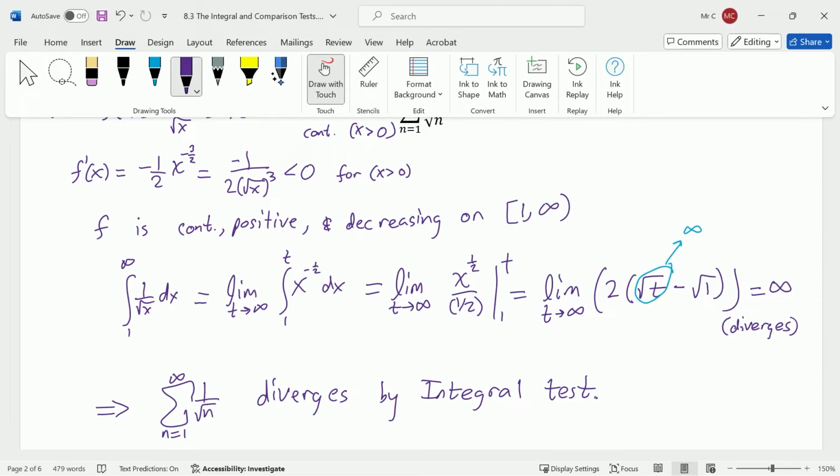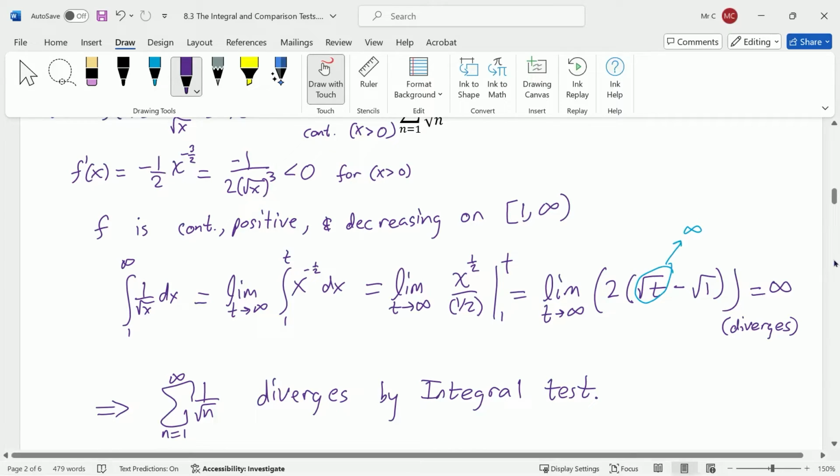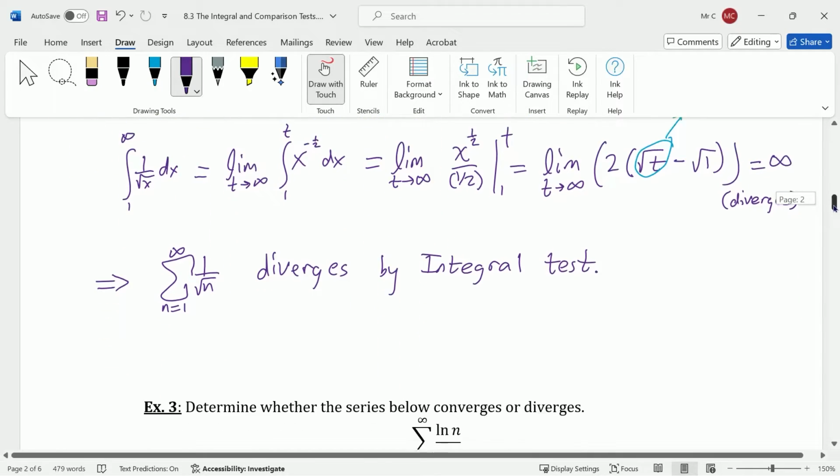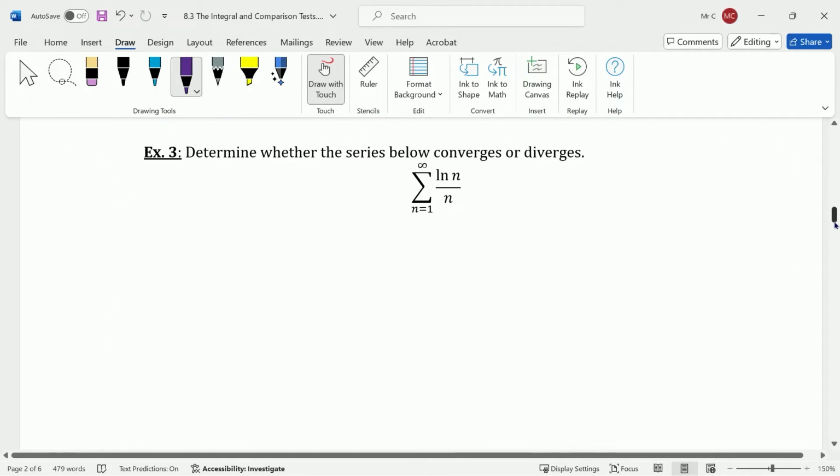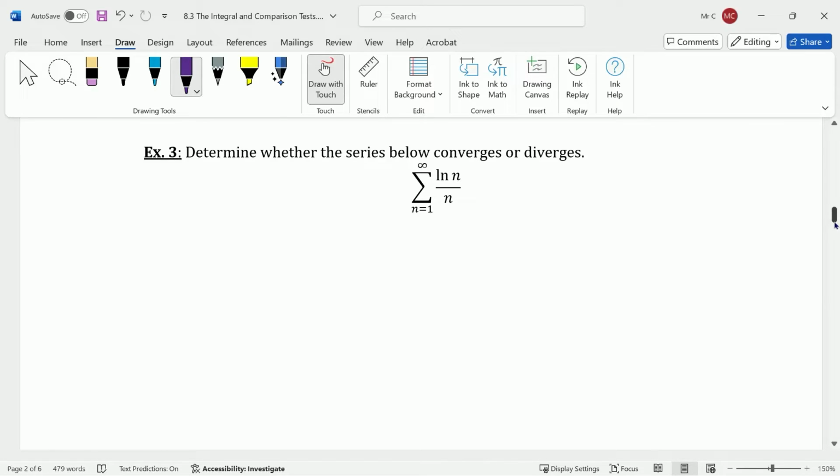Well, that's it for example 2. Let's move on to another one. Determine whether the series below converges or diverges. Okay, so what do we got here? ln of n over n.